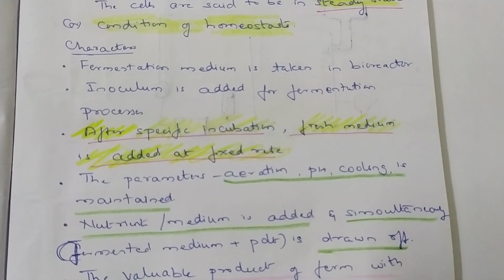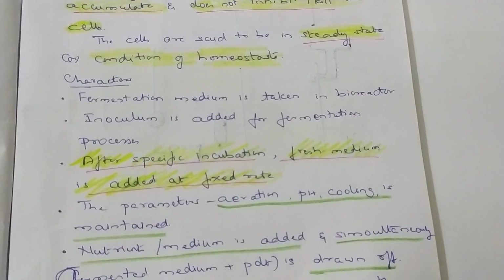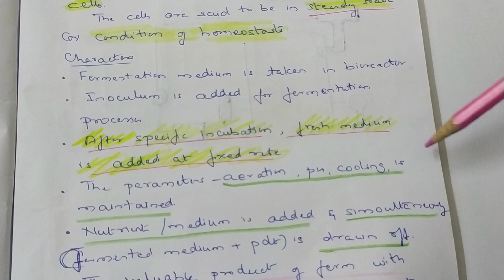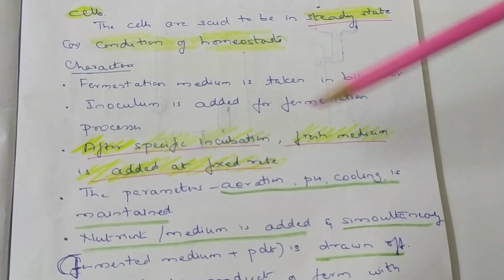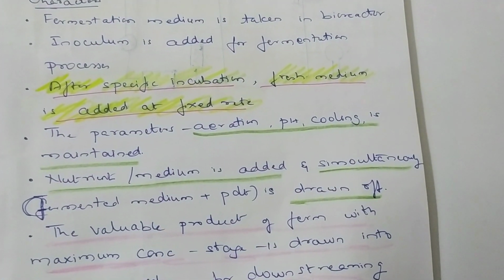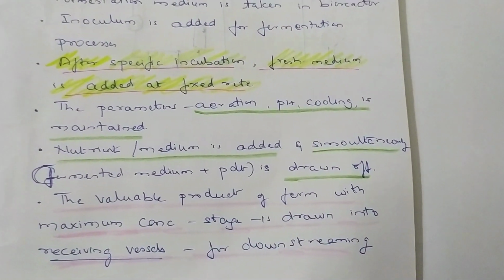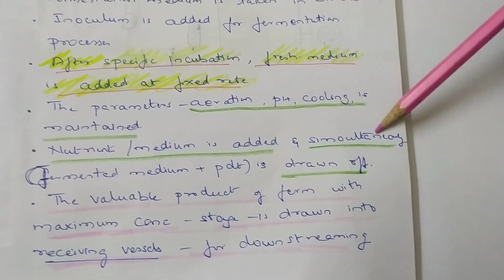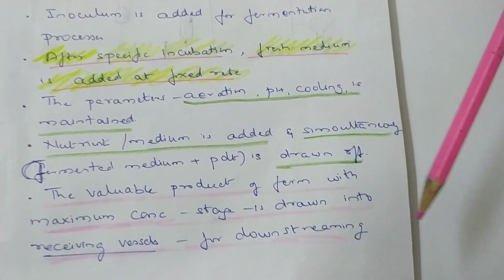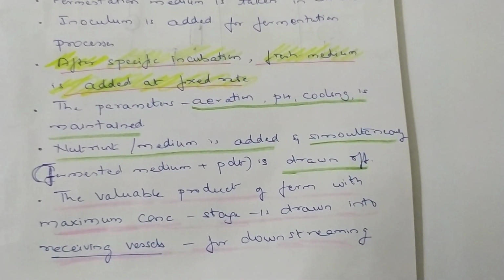What are the characteristics of this? Fermentation medium is taken in the bioreactor. Inoculum is added. That's the first two things which we discussed. Bring a specific incubation. Fresh medium is added at a fixed rate with some specific supplements. The parameters, aeration and pH, are all maintained. Nutrient medium is added simultaneously and drained off, meaning it is used up. The valuable product of fermentation with the maximum concentration is drawn into the receiving vessels for downstream processing. In the sense, your harvesting will be high.